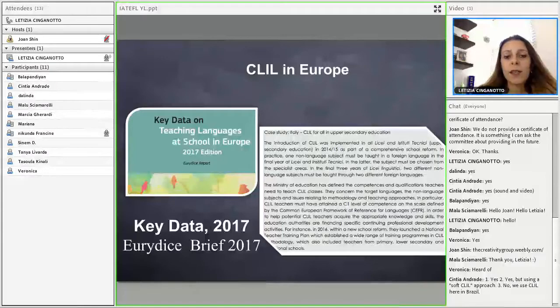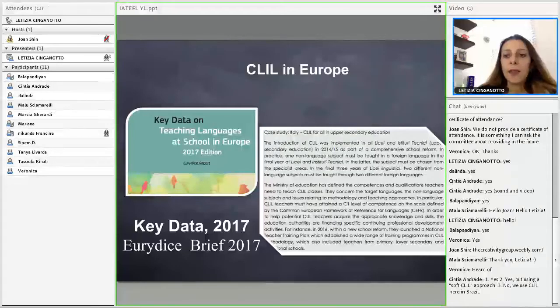Yes, quite all over Europe. And Italy has been highlighted by the European Commission and by YLTSIG as a case study, as you can see here, and also in the latest recommendation from the European Commission to the Council of Europe, because it's CLIL for all, as you can see from the title, CLIL for all in upper secondary education.